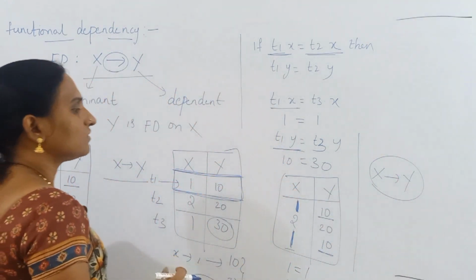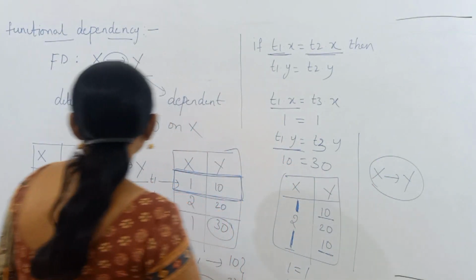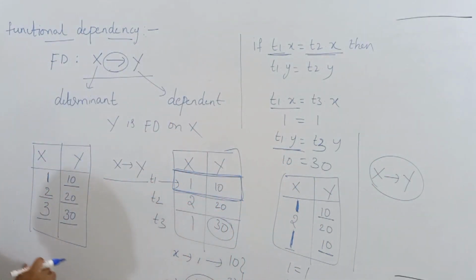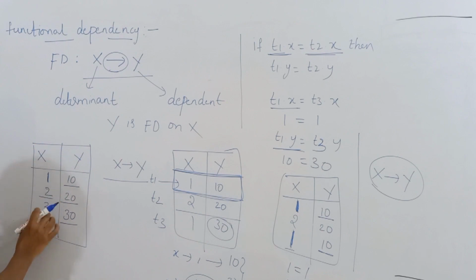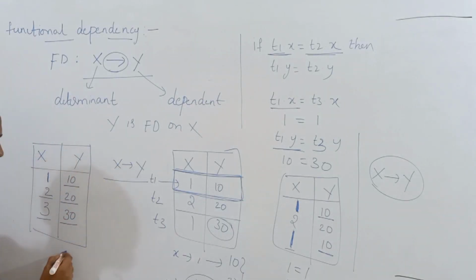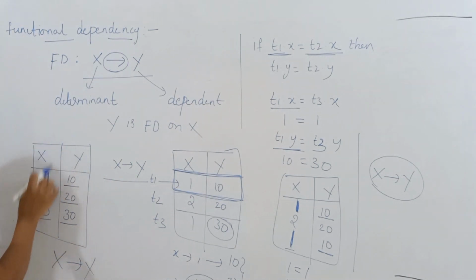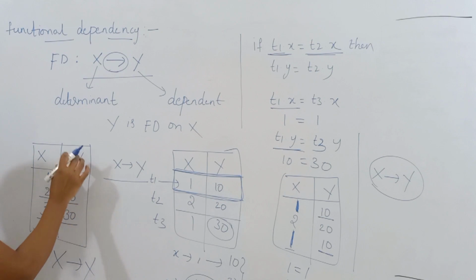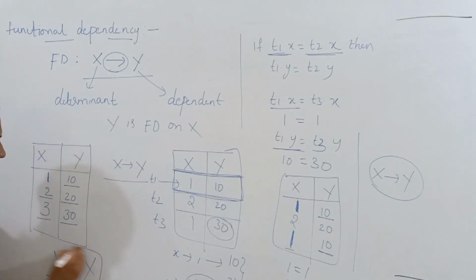So far, we have seen 3 examples. First one, this is the first example. Here, all x values are unique values. Then no need to check this condition. Directly we can say that x determines y. Here also, all x values are unique values. No need to check this rule. Directly we can say that x determines y.